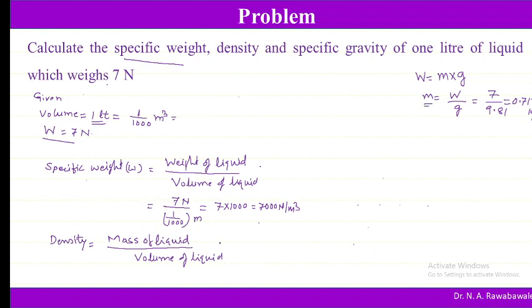So now substituting this value, 0.713 divided by volume, which is 1 divided by 1000. So this will become 0.713 into 1000, or this can be written as 713 kg per meter cube. So density is rho, we get as 713 kg per meter cube.